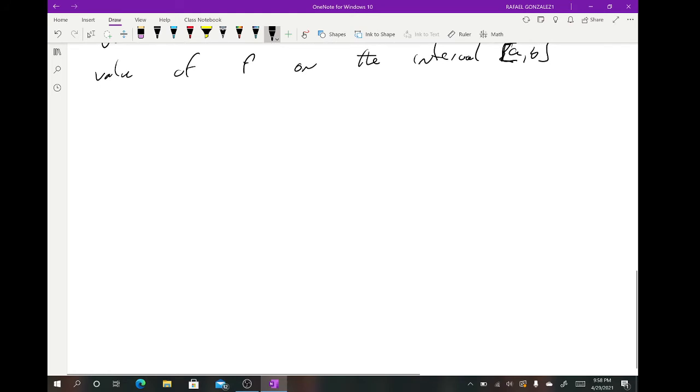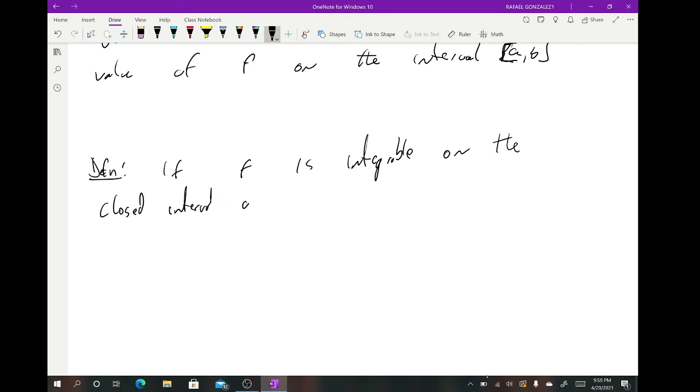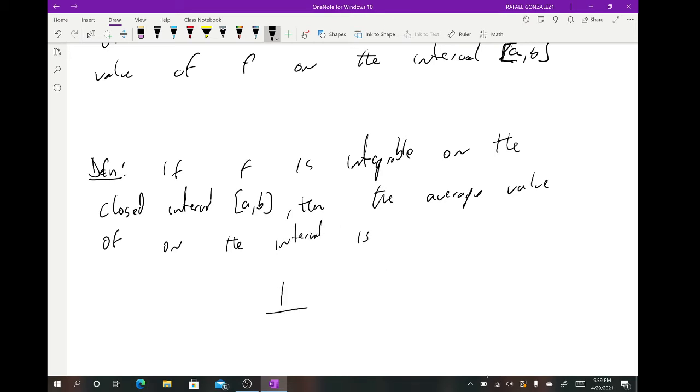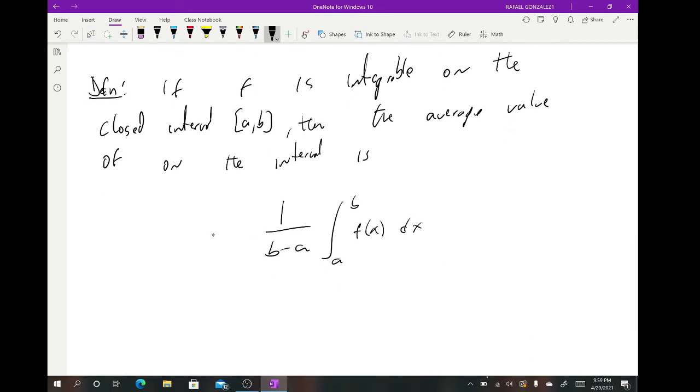Okay. So let me give you the definition of the average value. So if f is an integrable function on a closed interval AB, then the average value of f on the interval is the following: is 1 over b minus a times the integral from a to b of f of x dx. Okay, so that's the value of f of c.